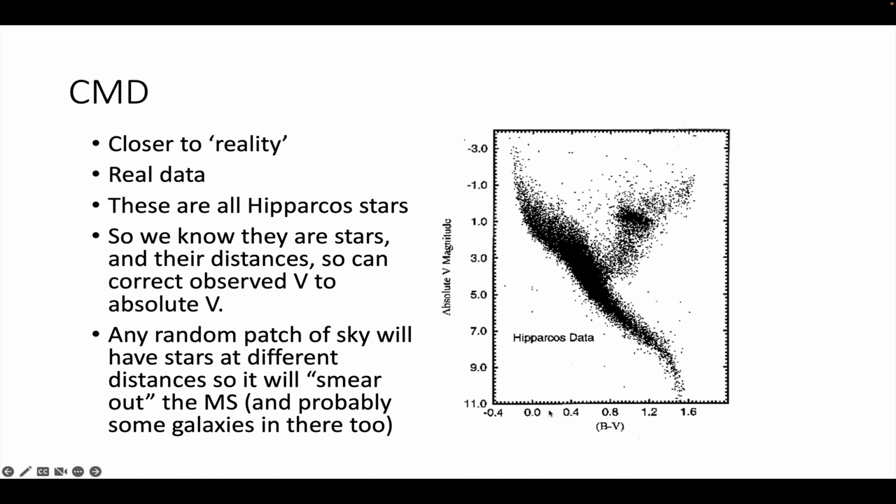And then we've got color, B minus V, here. Remember that B minus V is straddling the peak of the black body function for these effective temperatures. So we can map B minus V to temperature, and this can be mapped to luminosity because it's absolute magnitude. So now you've got that same kind of shape that we saw in the cartoon earlier. We've got the giants over here, but you see that it's got scatter because it's real data. Any random patch of sky you pick is going to have stars at different distances. So if you don't have distances to the stars, it's going to smear out the main sequence here. And you're going to end up with some galaxies floating around in there too.